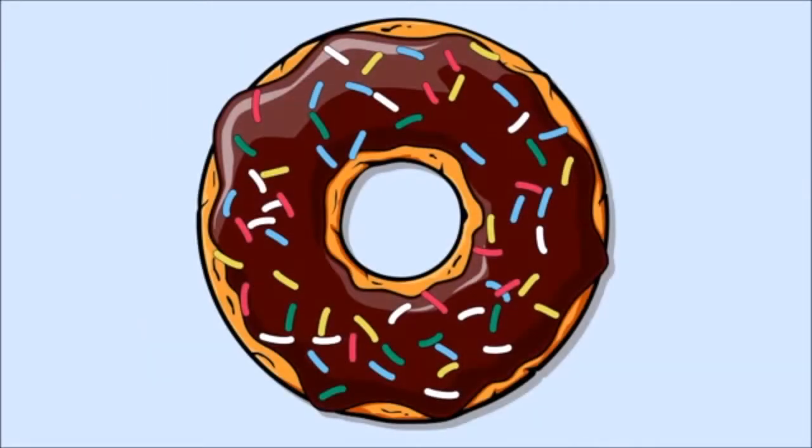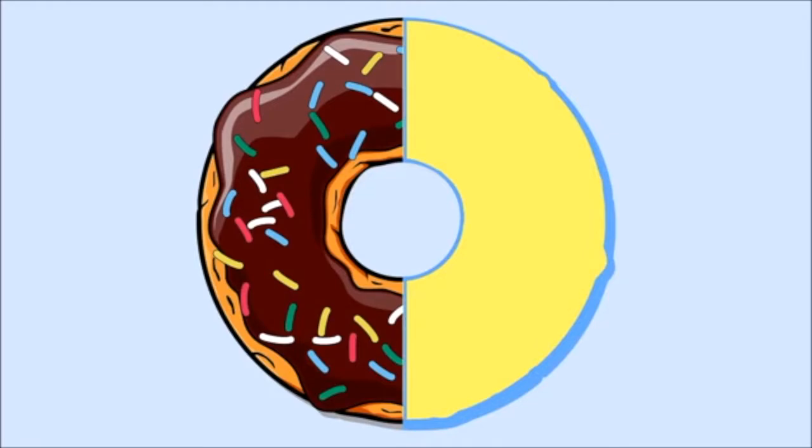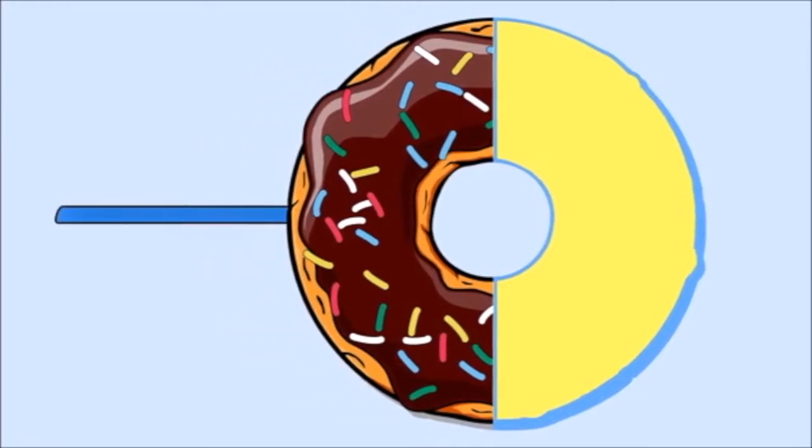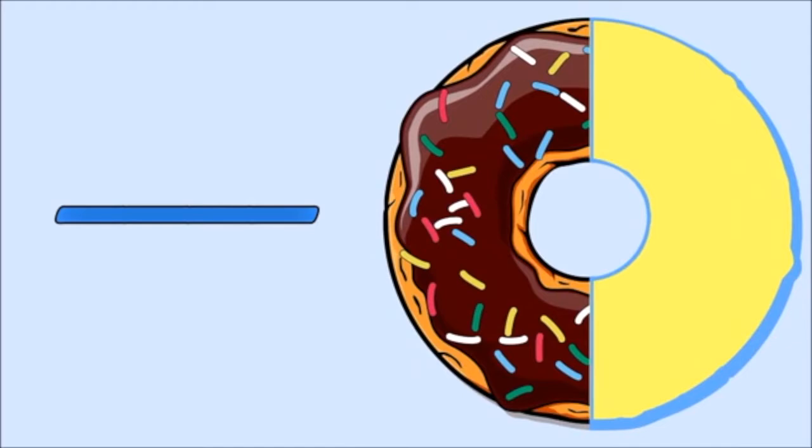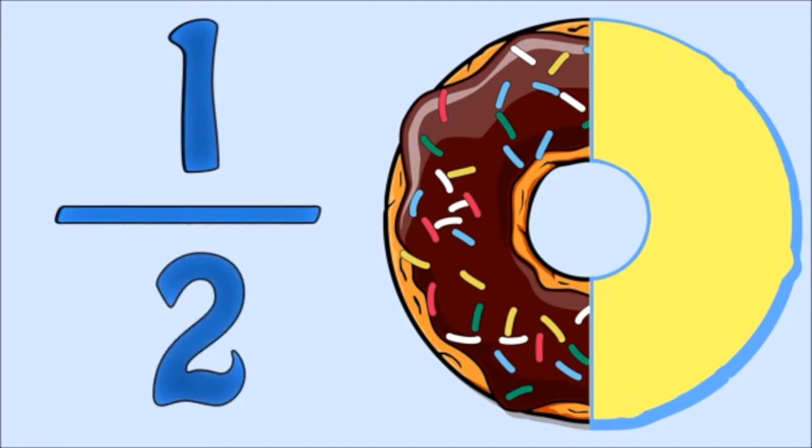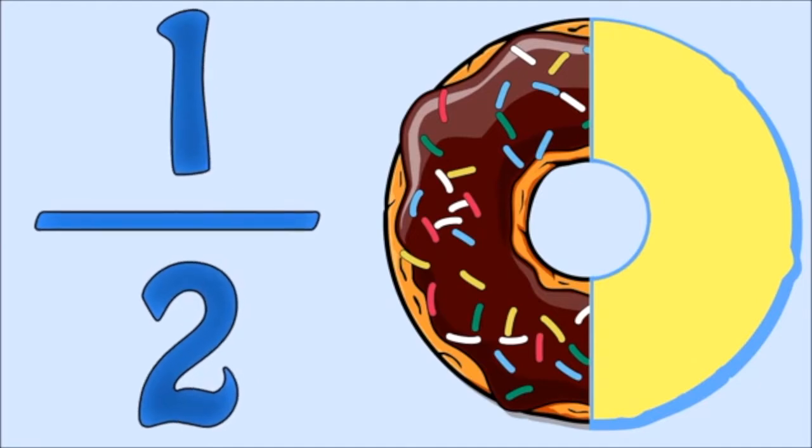Let's try one more example. If you and your friend have 1 donut to share, then you will cut it into 2 pieces. If there are 2 pieces of donut and you eat 1, what is the numerator of your fraction? That's right, the numerator is 1. What is the denominator? Right again, it's 2. When the fraction is 1/2, we call that one half.